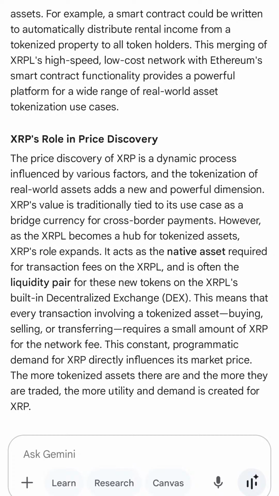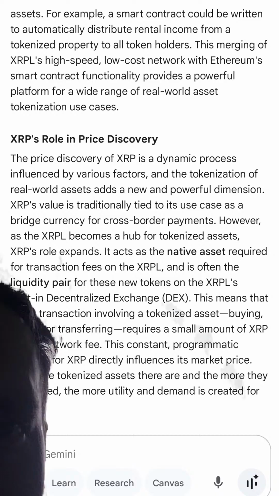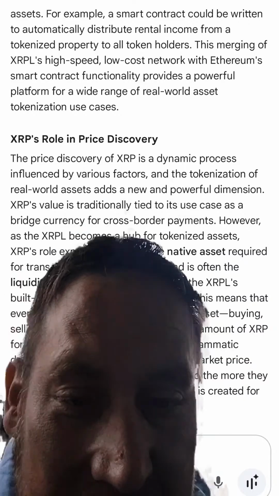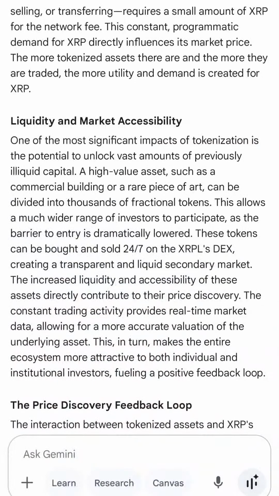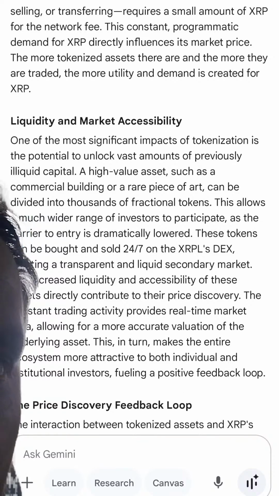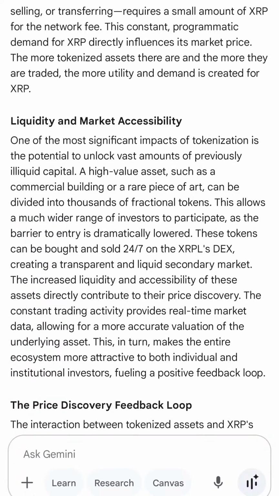Now, with the sidechain development on the XRPL, we've got Solidity-based contracts, so that's kind of like further liquidity and market accessibility. This is Gemini, you guys. This is not Grok. I got Grok's assessment next. I'm gonna go over that next.